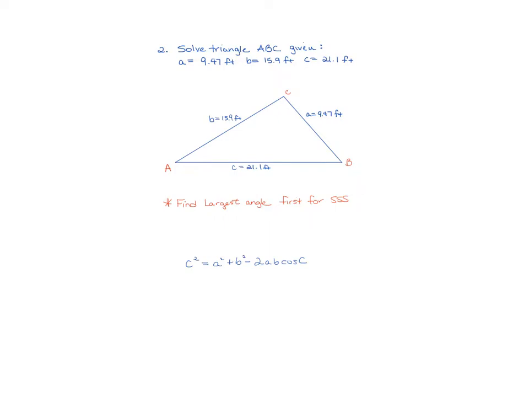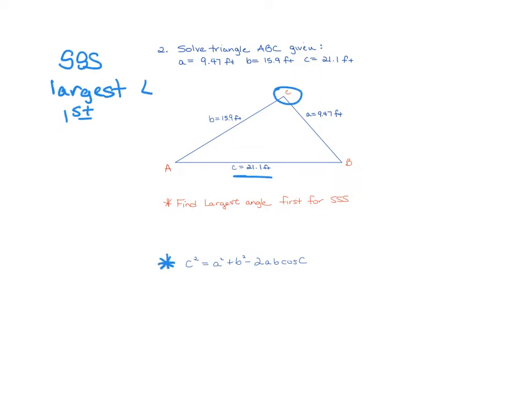Our next triangle, notice we're given the three side lengths. So this is the side, side, side. Whenever you have side, side, side, we're always going to find the largest angle first. And the way that we can tell which one is the largest angle is we're going to look at the size of the side lengths. So I can already see that my largest side is lowercase c, so I am going to be solving for angle C first. So in order to find C, I'm going to use this formula.